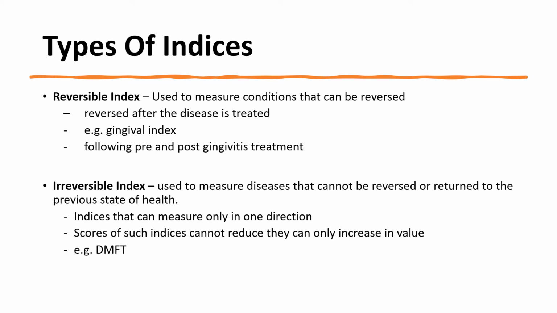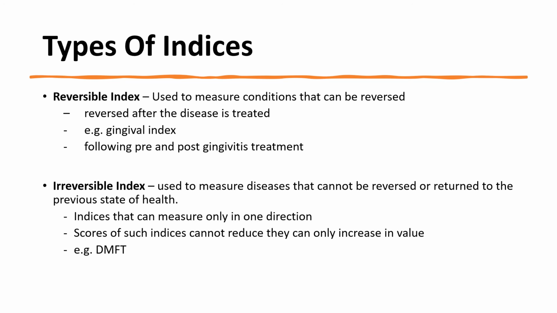But irreversible indices are the indices that only measure the presence of a disease in one direction. They measure in one direction. So this is used to measure diseases that cannot be reversed or returned to the previous state of health. For example, if dental caries happens in the mouth of a patient, dental caries cannot be reversed. No matter what you do, you can arrest it, you can stop it from progressing, you can treat it, you can do filling, you can extract the tooth if you cannot salvage the tooth. The moment the dental caries happens, that cannot be reversed.